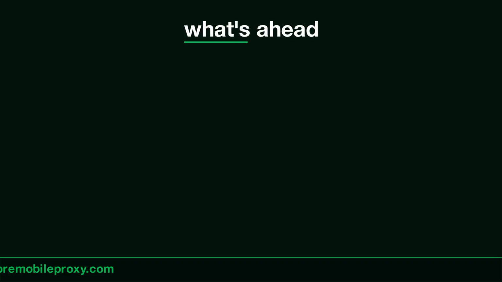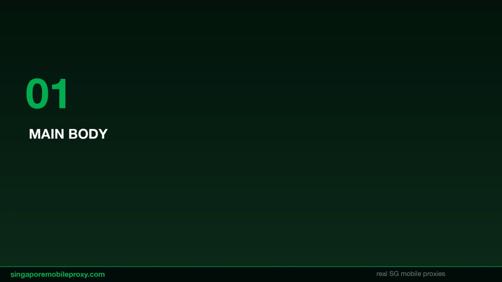Three things ahead. The 3 ASO workflows mobile proxies unlock, working keyword trackers for both App Store and Play Store, and the rate limit avoidance pattern that keeps your IPs alive across stores. Why ASO needs mobile in 2026.